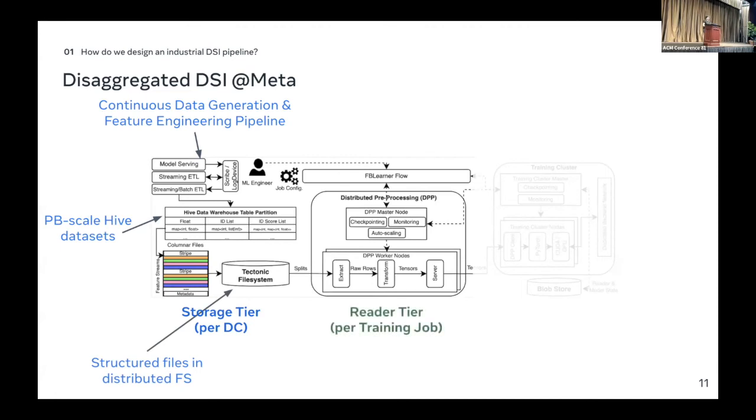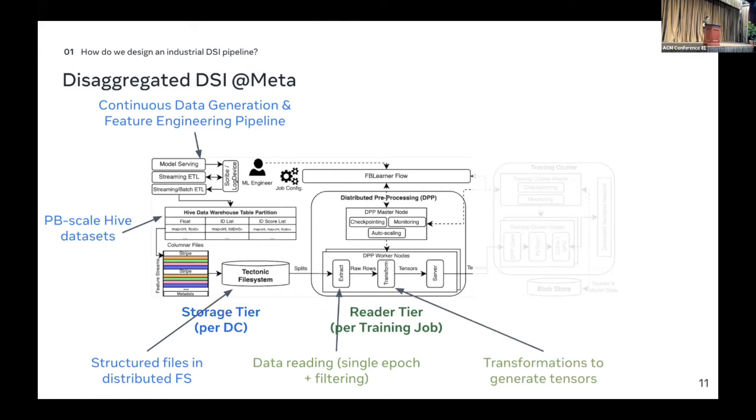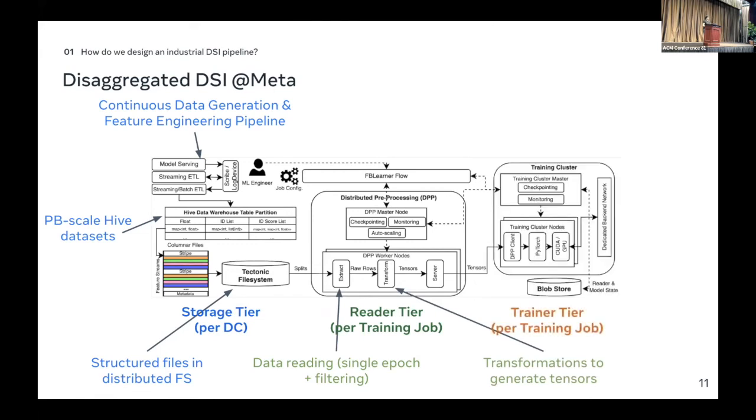Next, for each training job, we actually launch a cluster or a set of DPP workers, or distributed pre-processing workers. These are stateless workers that live throughout the entirety of the training job and do 3 main things. First, they read data, right? So they read data from our file system and reconstruct rows from it. On top of that, they do filtering and they throw away unused features that live in the data set but aren't used by the model. Secondly, they apply a lot of transformations to these raw rows and as a result generate tensors. And finally, these tensors are then loaded into a trainer tier.